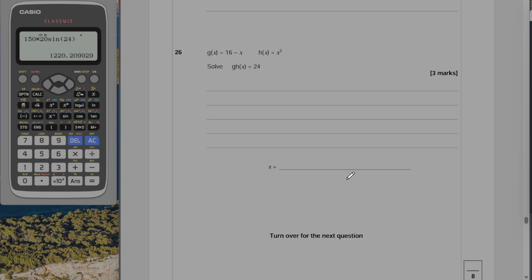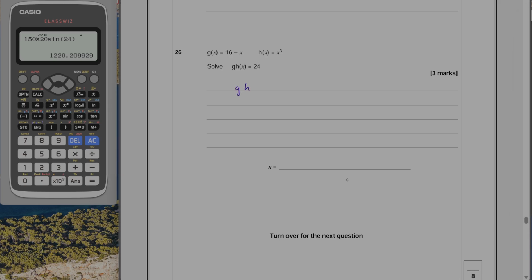26. Given that g of x is 16 minus x and h of x is x cubed, solve g of h of x equals 24. Okay. So let's do this in terms of algebra. Ignore the 24 for now. So we're putting that into this equation.